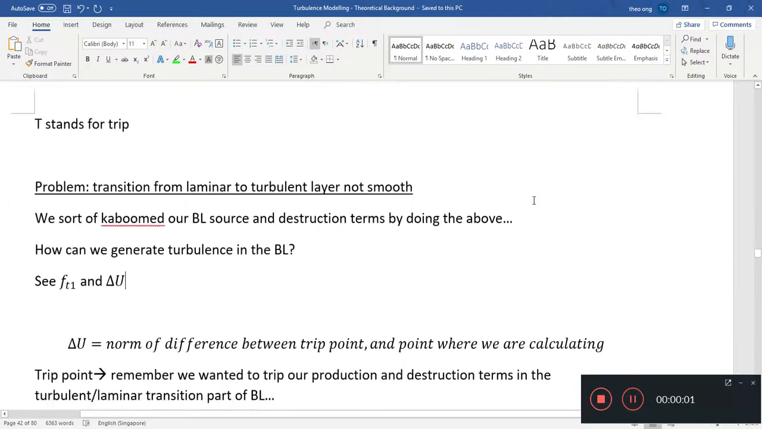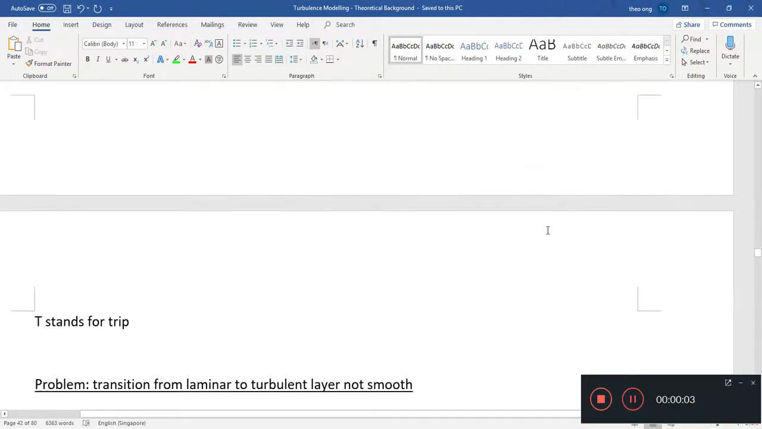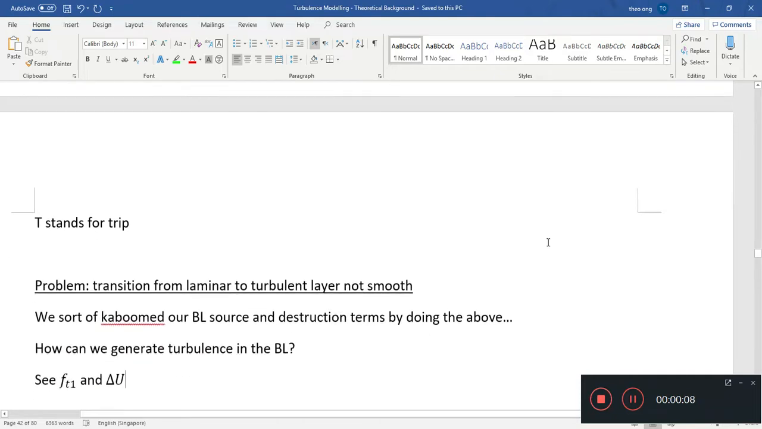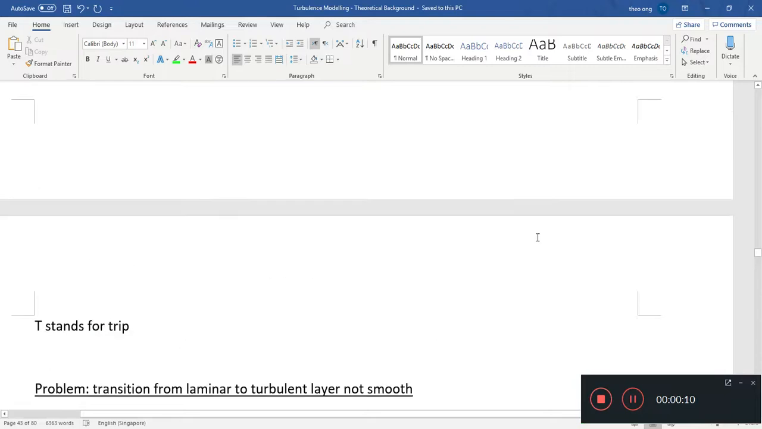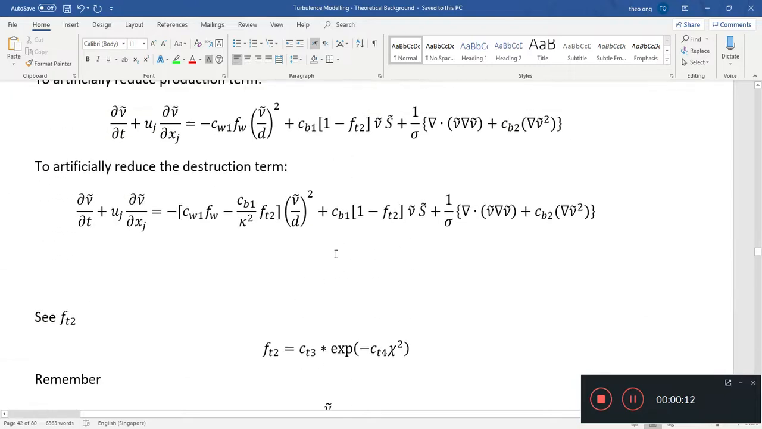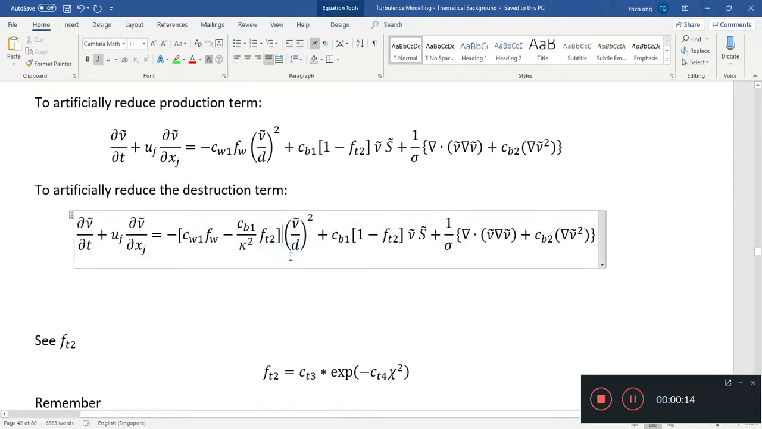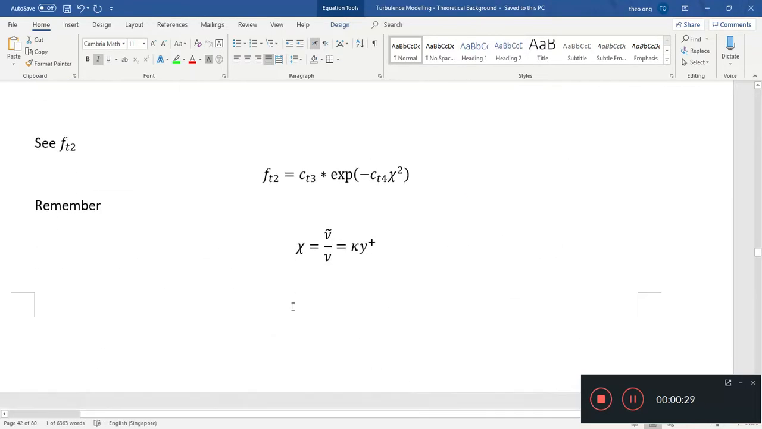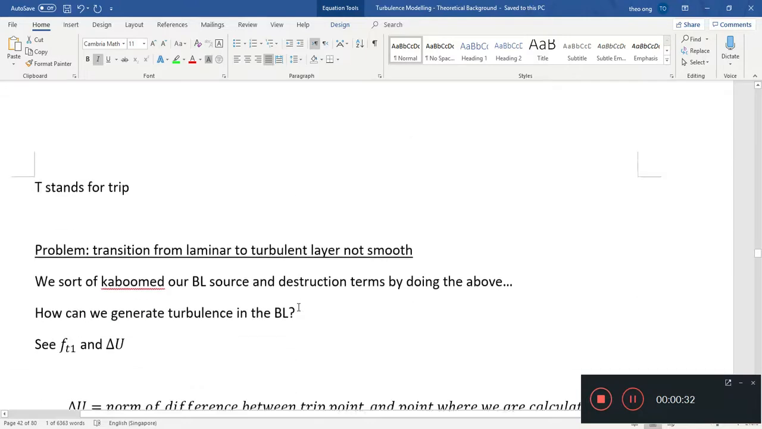So hello, welcome back to our turbulence modeling series, and we're going to continue the Spalart Allmaras Model. In the last video we stopped here and we said that we needed these trip terms in our Spalart Allmaras Model to artificially reduce both our production and destruction terms over here so as to ensure numerical stability. So this is just tweaking for numerical stability.